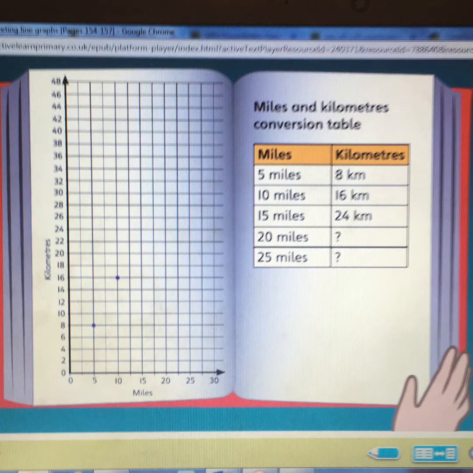So if you've got squared paper at home, brilliant, use it. Okay, if you can't and you've not got a ruler, don't worry, just watch the lesson so you can kind of follow along, but don't worry if you can't do it because you've not got the equipment at home. That's absolutely fine. So our discover for today then, we have got a miles and kilometres conversion table.